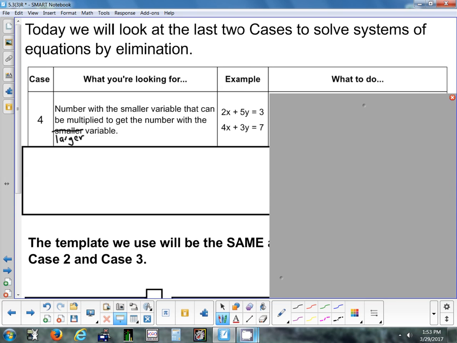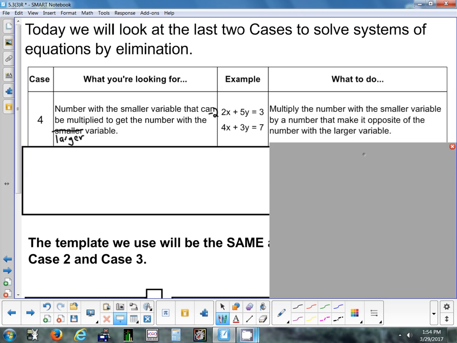What number would I multiply by to get 4x? 2. Very good. But I have to make sure that it gives me the same number, same letter, same variable. I need one thing to be different. So what am I going to multiply that top equation by? -2. I have to make sure I get that, so I multiply that by -2. What to do? We just talked about that. Multiply the number with the smaller variable by a number that will make it opposite of the number with the larger variable.